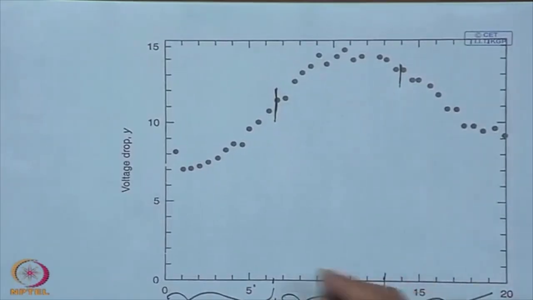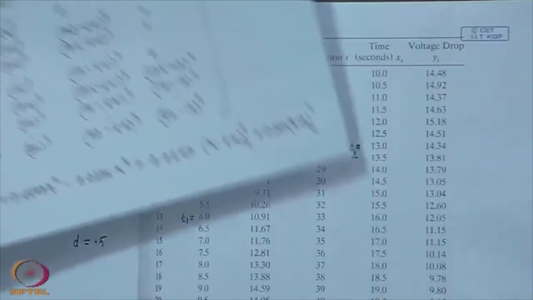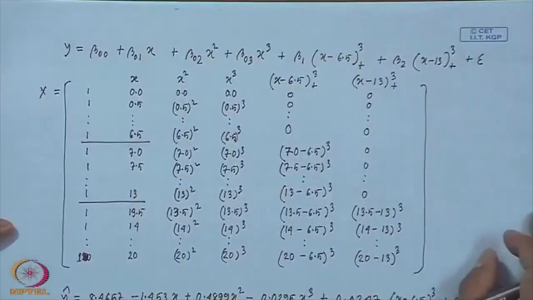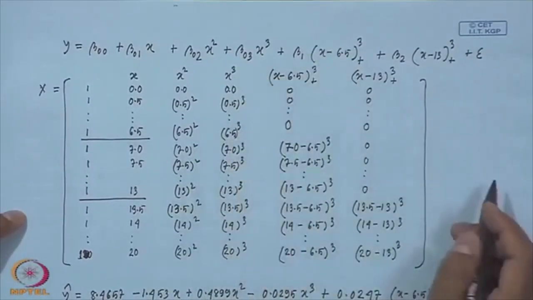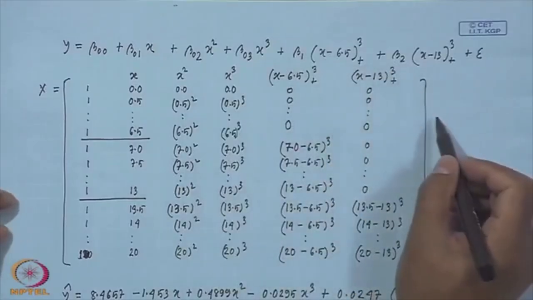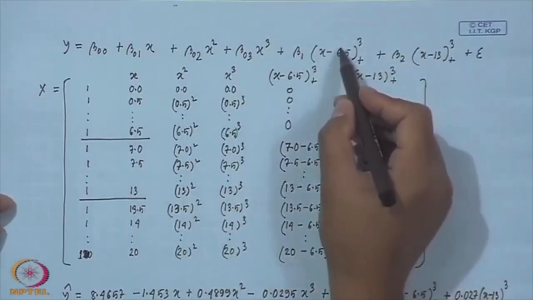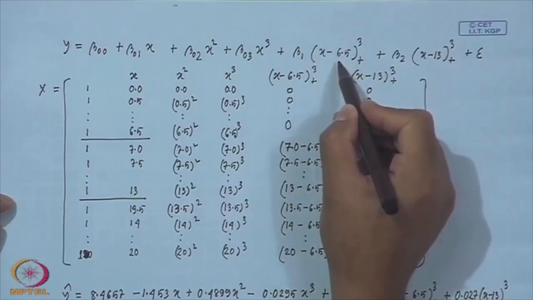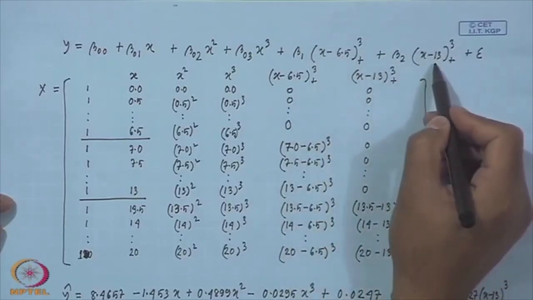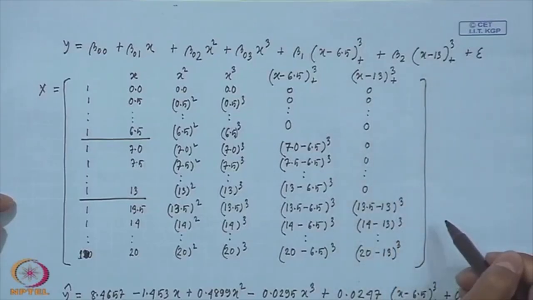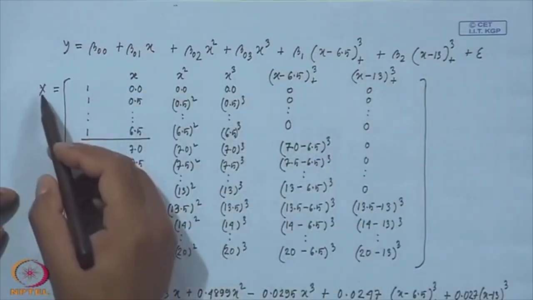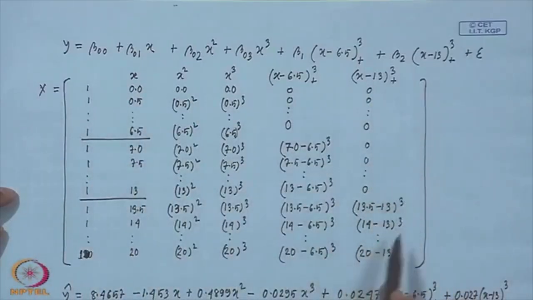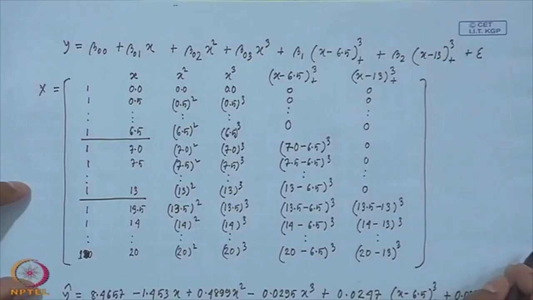Using t1 equal to 6.5 and t2 equal to 13, we will fit a cubic spline model. This is the model we are going to fit. You can see that t1 is equal to 6.5 and t2 is 13. Now I will explain how to get the coefficient matrix, because once you have the coefficient matrix, you can do all the calculations and estimate the parameters.